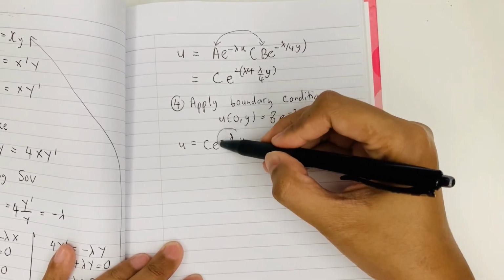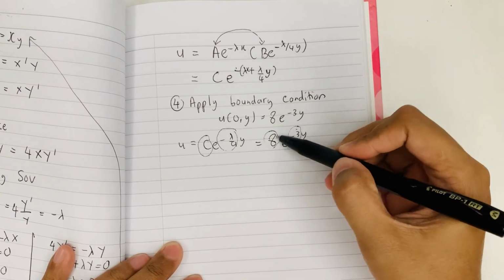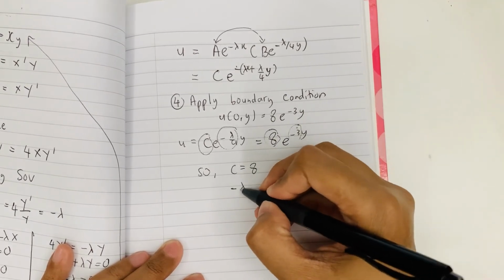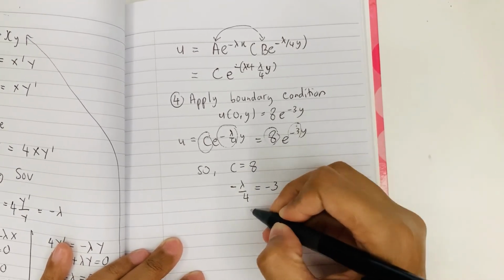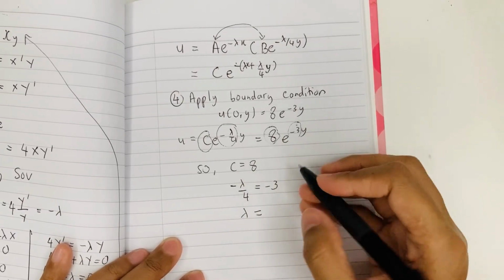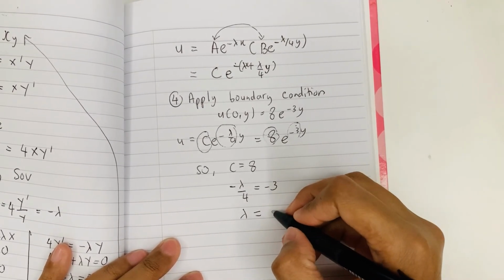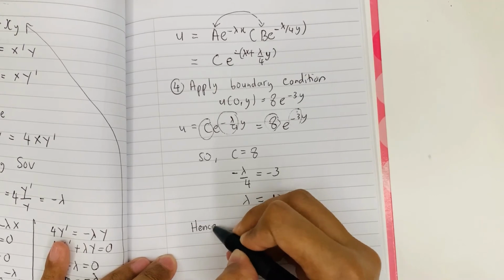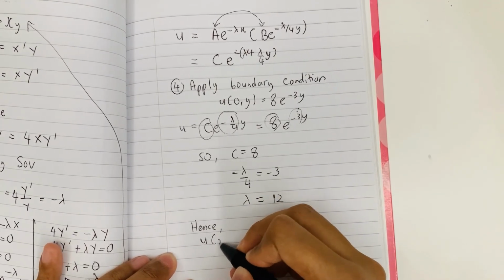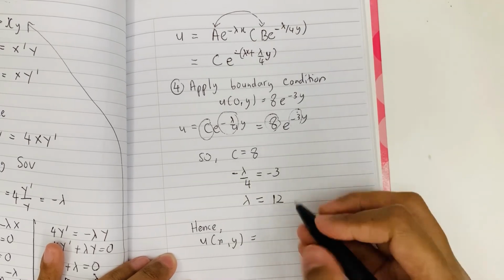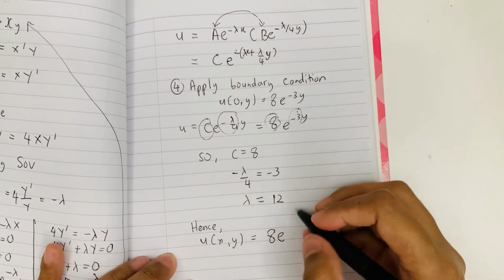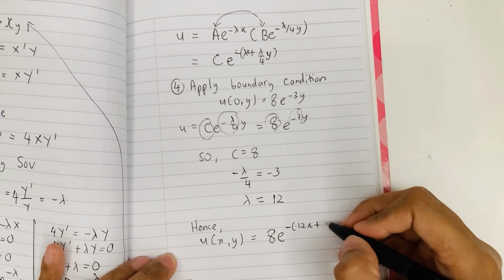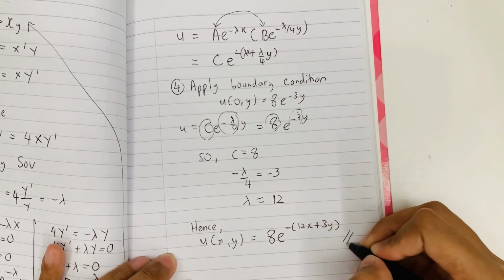So we do a direct comparison. Lambda is not a constant, the constant c is definitely equal to 8, and negative lambda over 4 is equal to negative 3. That means lambda is 12. By replacing those two constants that we got by comparison, hence we get the final solution, which is u(x,y) equals 8 e to the power of negative (12x plus 3y). That's all.